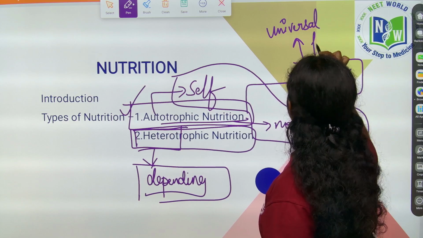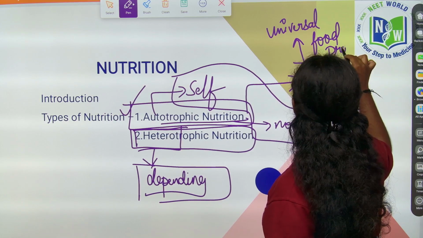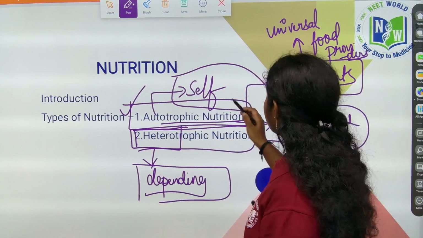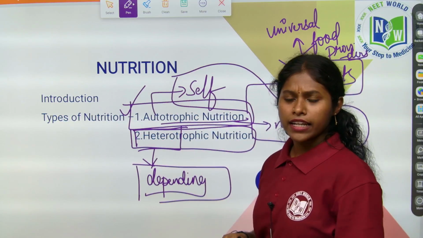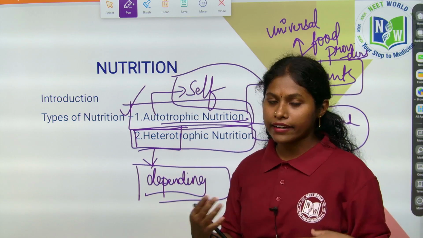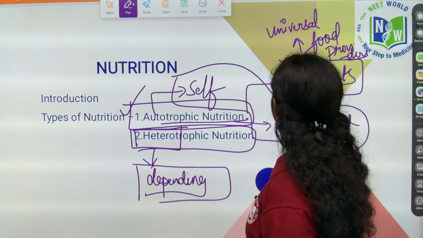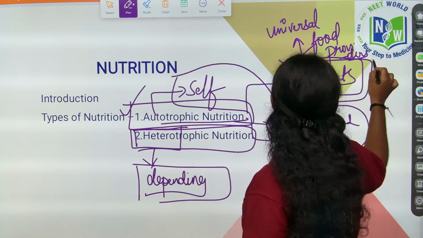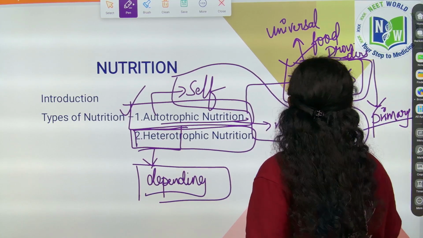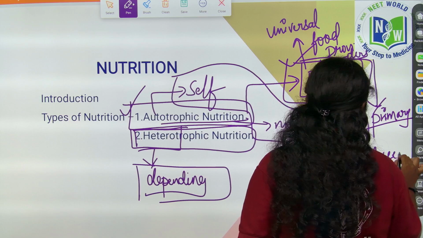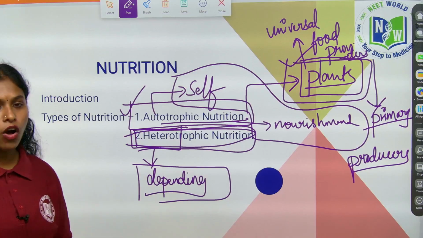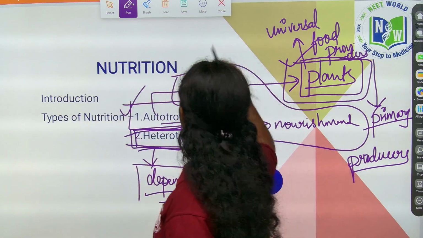Universal food providers. So every organism on the earth, directly or indirectly, depends on plants, right? Is there any organism that does not depend directly or indirectly on plants? No, right? Because they are universal food providers. They are the primary producers. Plants are the primary producers, which means primary means first, producers, producing the food, right? Heterotrophic nutrition means, children, they depend on other organisms for food, right?